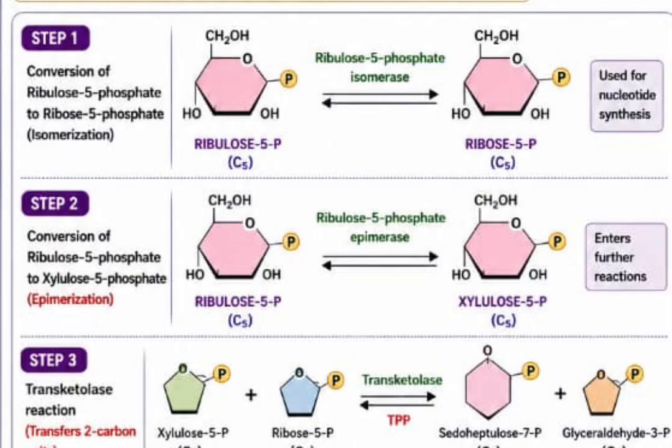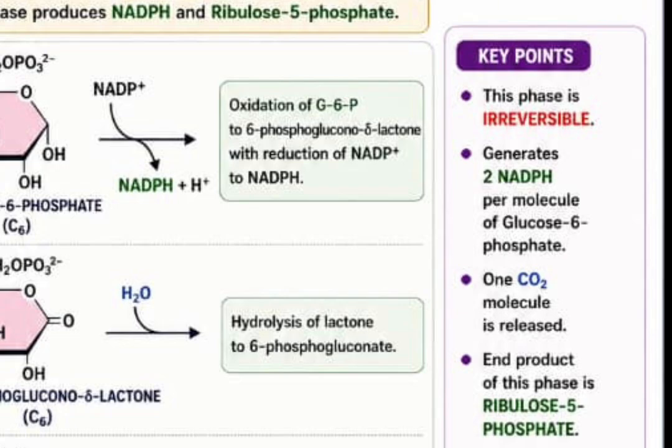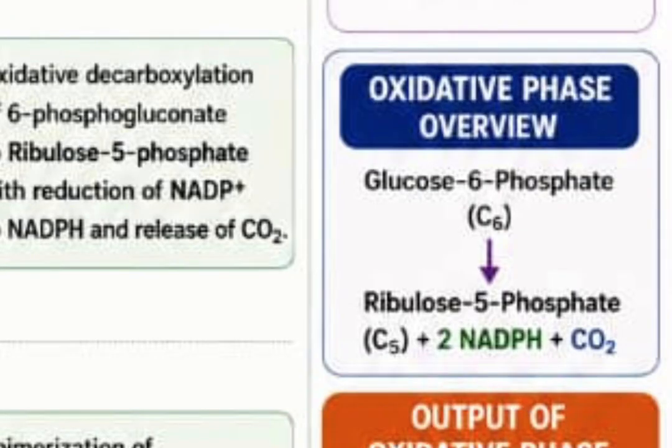Are you getting now? The key point to note is that this oxidative phase is irreversible. That is one. And there is a generation of 2 NADPH, in the first reaction when glucose 6-phosphate is oxidized to 6-phosphogluconolactone, and when 6-phosphogluconate is oxidized to ribulose 5-phosphate. Then you also release 1 CO2 at the end of this reaction, and the end product is ribulose 5-phosphate.